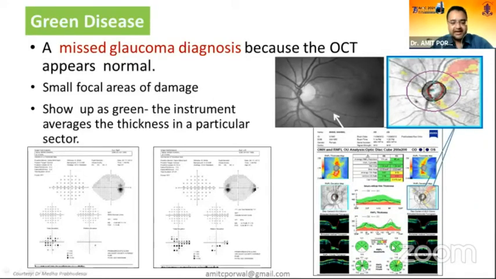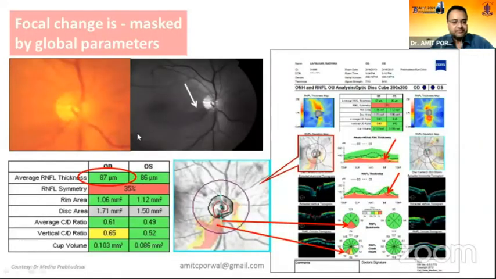But when you look at a particular area, you can see that there is RNFL loss in the clock-hour segment. So basically, small focal areas of damage are there, which are not included in the average RNFL thickness. It shows up as green because the instrument averages the thickness in a particular sector. So the focal change is masked by global parameters.